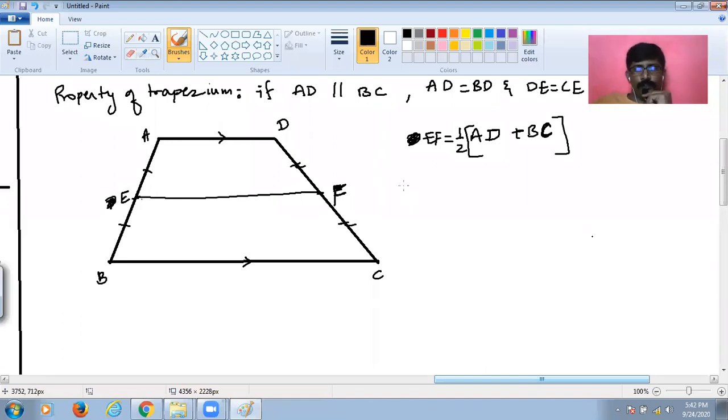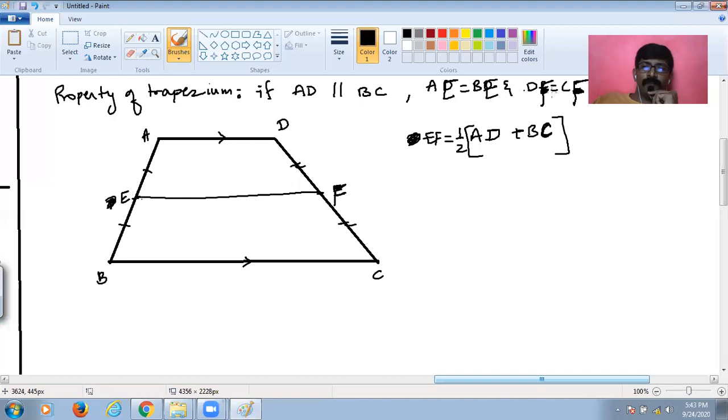Oh guys, sorry, small correction. There were two D's over here. So we're changing this to E and we're changing this to point F. So EF, one second. If AE is equal to BE, and DF is equal to FC.